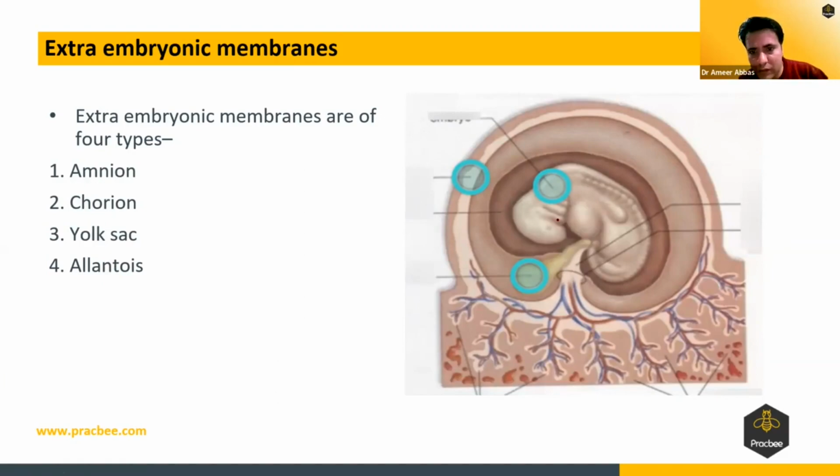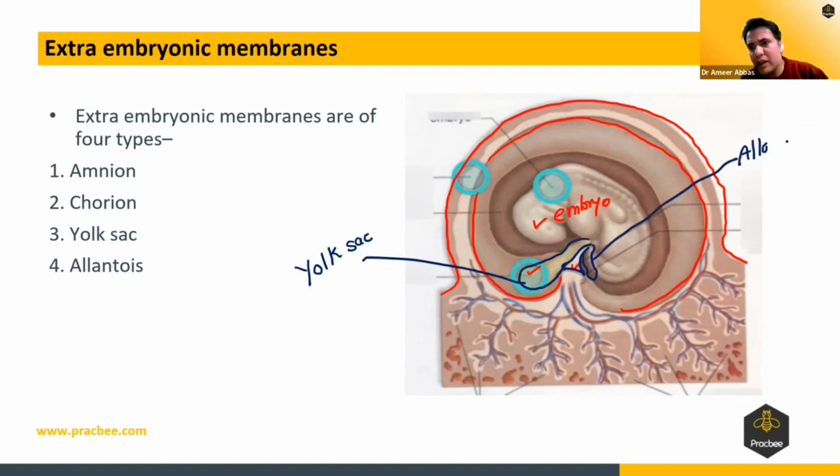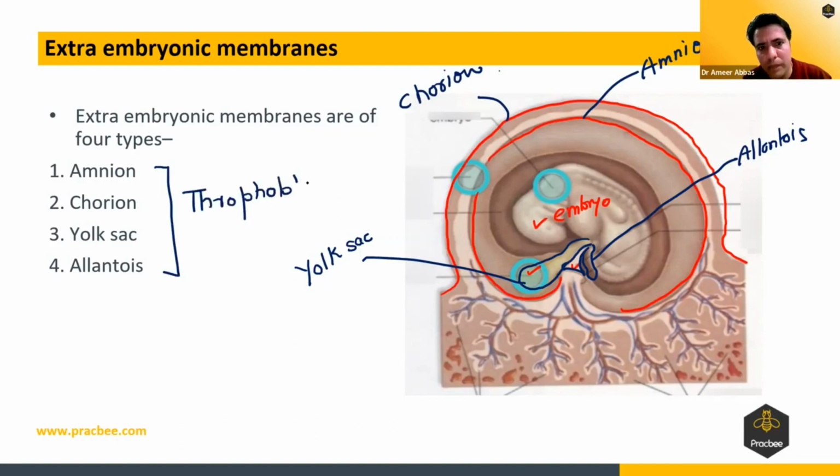This is what? Embryo. We know that this is the embryo which is forming here, and there are some layers like these which are the extra covering of the embryo. That is why they are known as extra embryonic membrane. Next to the embryo is a sac-like structure, the yolk sac. What do we call it? Yolk sac. And allantois. This is covered by the amnion membrane, and the whole structure is covered by the chorion membrane. All of these are composed of trophoblast.